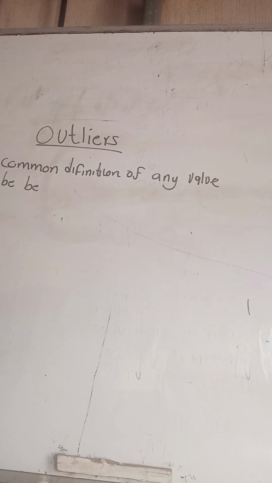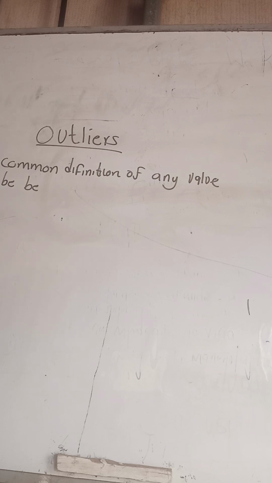And first of all, before we talk about outliers, we should know what an outlier is. An outlier is any extreme value that lies outside the overall pattern of the data.